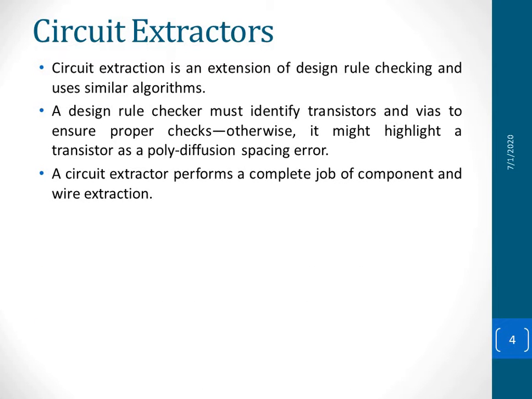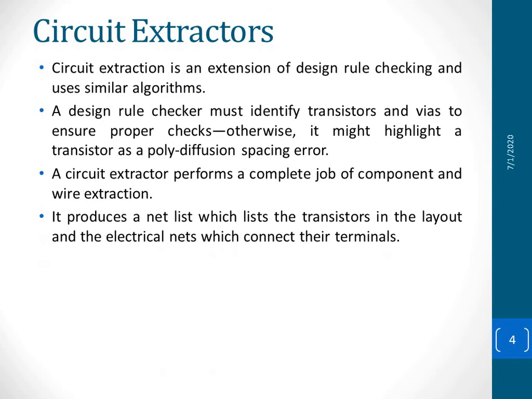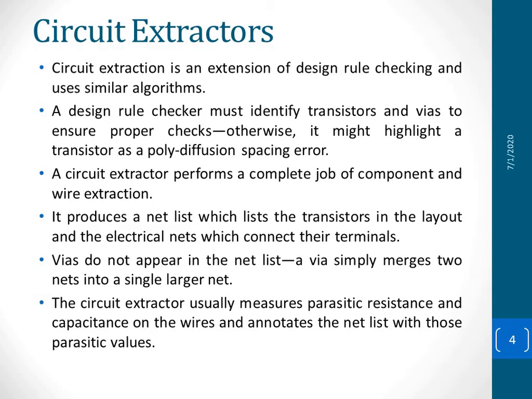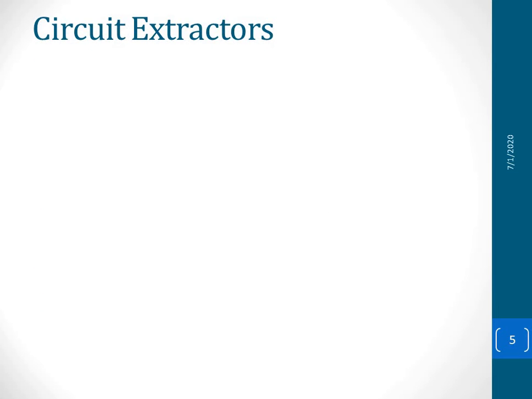So a circuit extractor performs a complete job of component and wire extraction. It produces a netlist which lists the transistors in the layout and the electrical nets which connect their terminals. Vias do not appear in the netlist. A via simply merges two nets into a single larger net. The circuit extractor usually measures parasitic resistance and capacitance on the wires and annotates the netlist with those parasitic values.